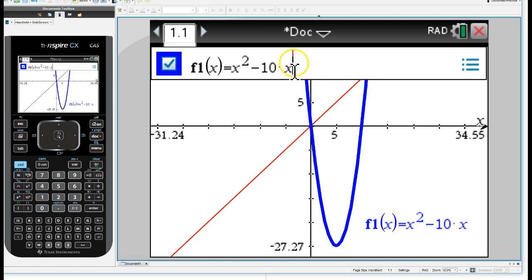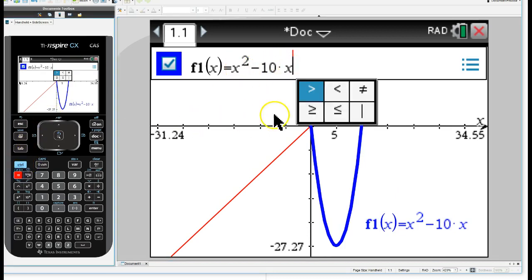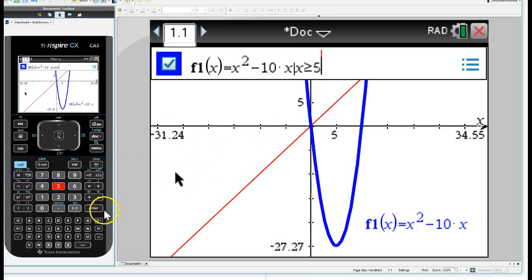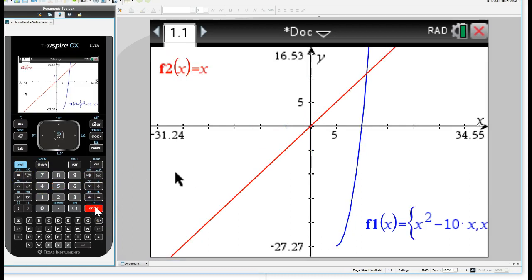I'm going to graph x squared minus 10x, and I'm going to do this such that x is greater than or equal to 5. Oh, take a look at that, folks. Now we have just half of the graph. Okay, and that may be something you're not sure how to do on your calculator, how to restrict the domain. I just showed you on the TI Inspire here.